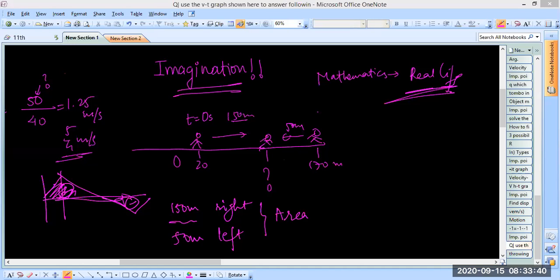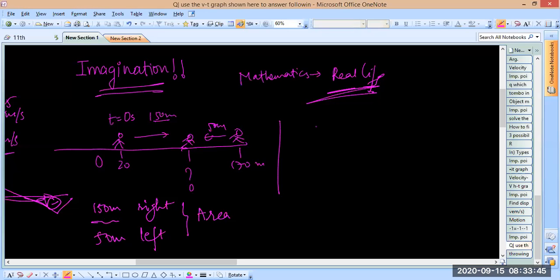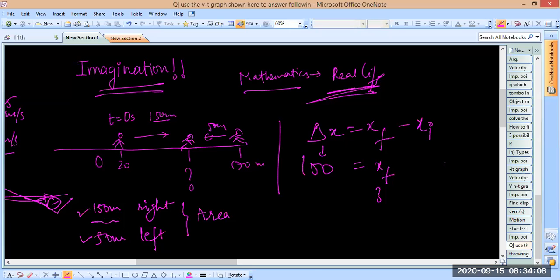So now, there's another way. If you don't like this imagination way, then you can go with the mathematics way. I don't think anyone has any problem with that. See the total displacement: 150 meters positive, 50 meters negative, total displacement is 100 meters. Agreed? Total displacement is 100 meters, right? So that is equal to final position, which we don't know, minus initial position, 20, given in the question. So that's why xf is equal to 120.